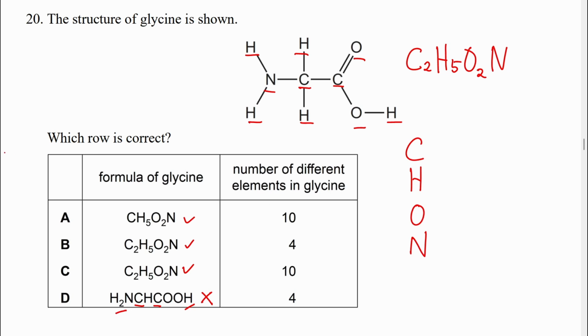But if the question is asking how many atoms in glycine, how many atoms? 1, 2, 3, 4, 5, 6, 7, 8, 9, 10. So there are 10 atoms, okay? But in here, it says number of different elements. So this is all the elements. There are 4 different elements. So the correct answer here is B.